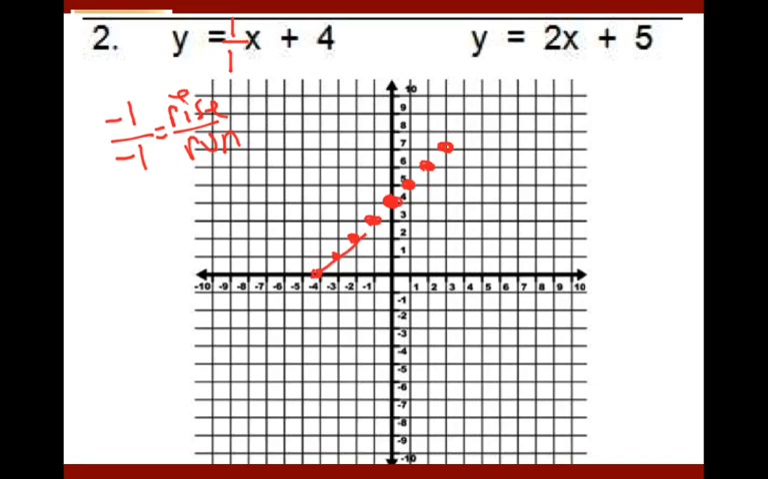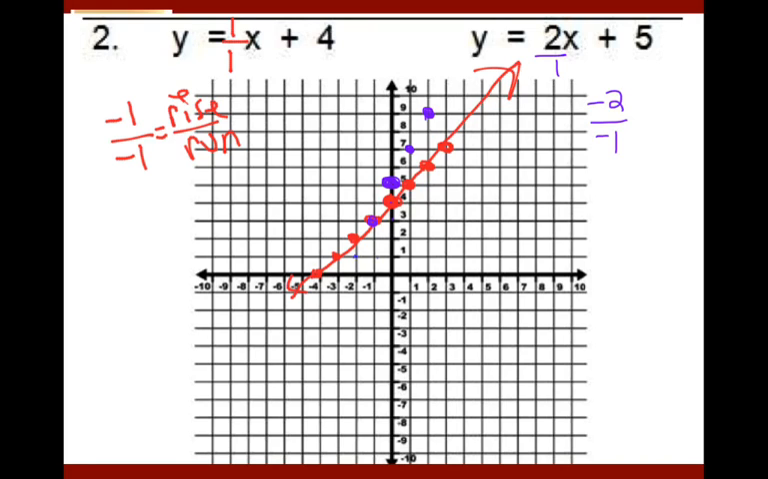And then we connect those dots. And then the other equation has a y-intercept of 5. And then the slope is up 2 and over 1. And remember, that's the same thing as negative 2 over negative 1. So we would go down 2 and over 1.